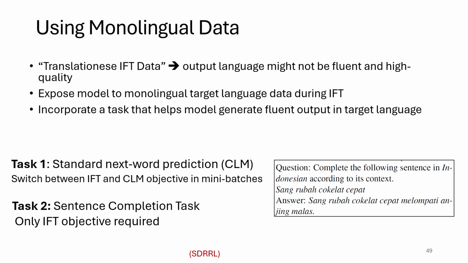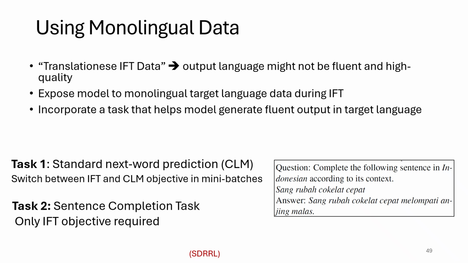We might also want to include a task involving monolingual data during instruction fine tuning. This is a bit strange because we have already done continued pre-training. So why do we want to include a monolingual data task? Well, the reason is this. If you have observed so far, we have been doing instruction fine tuning on a lot of translated data. Now, the translated data is not like typical language. The output from the models might not be fluent, even if the data is fluent and high quality.